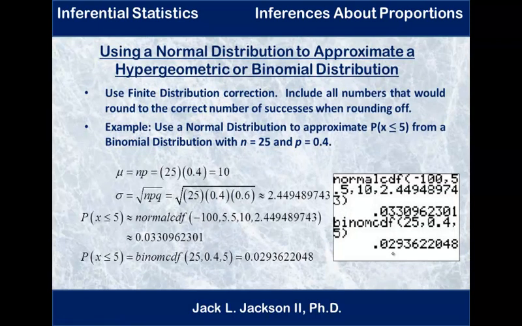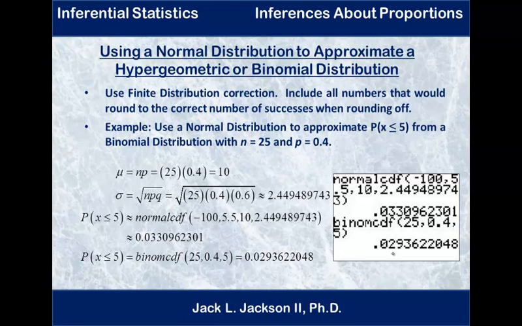Now, let me also talk about what is sometimes called a continuity correction, where you're using a continuous distribution to approximate a finite distribution. Here I call it a finite distribution correction. You could rephrase it the other way as a continuity correction. But basically, we need to include all the numbers that would round off appropriately.